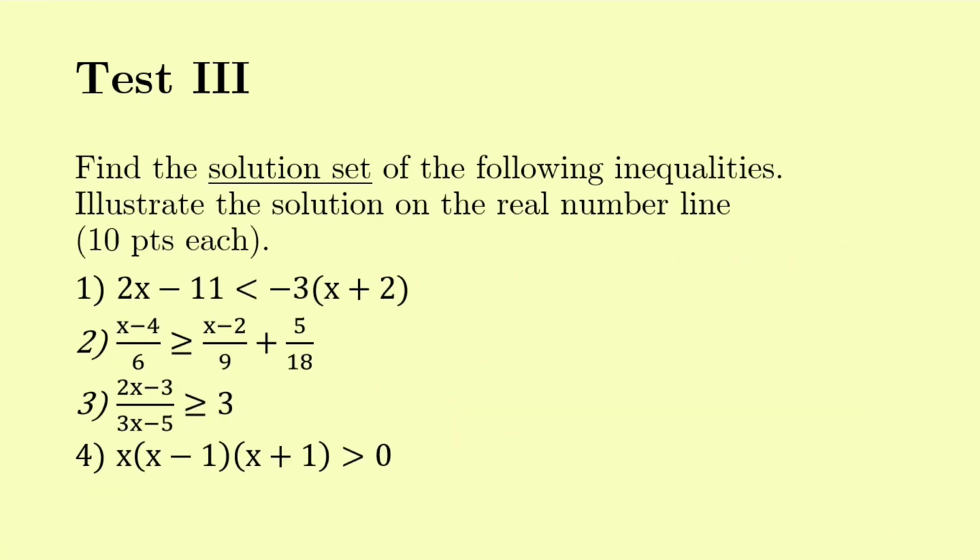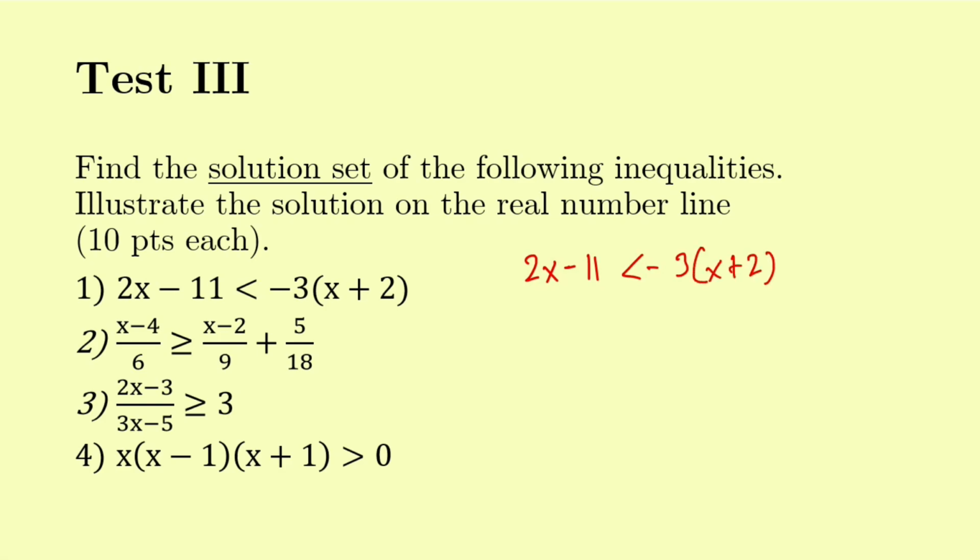Okay, on to the next test or test 3. We will find a solution set of the following inequalities again. Pero this time, walang absolute value na kasama. Okay? We will also illustrate the solution on the real number line. So the first given or item, 2x minus 11 is less than negative 3 times the quantity x plus 2. We will solve it as usual. 2x minus 11 is less than negative 3 times x plus 2.